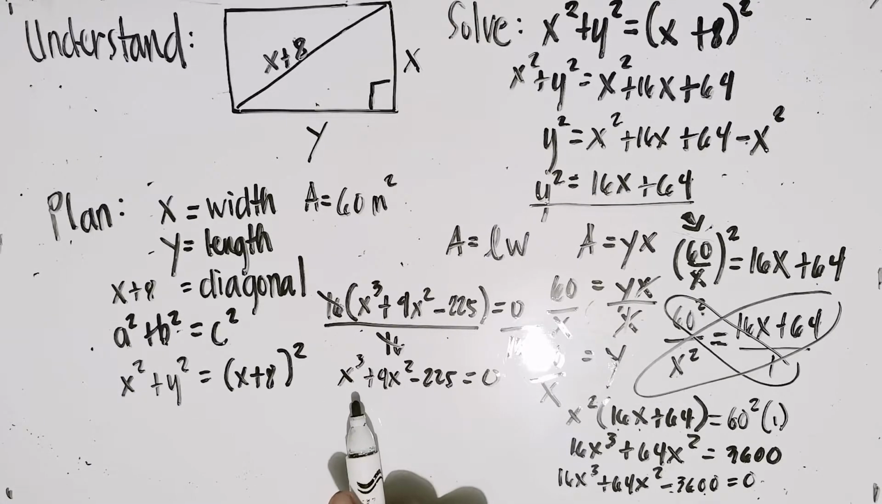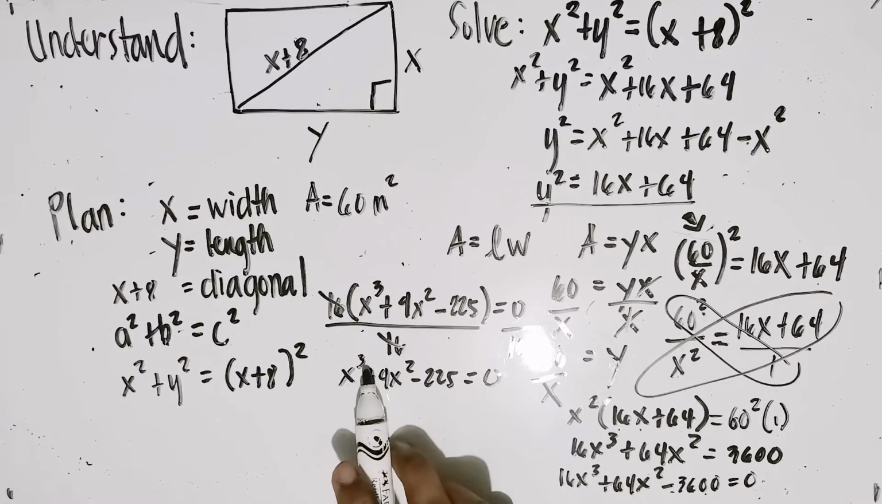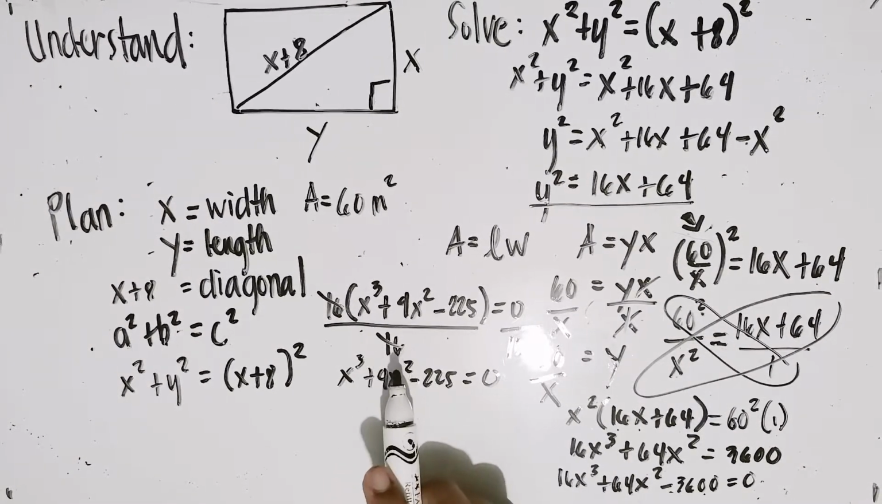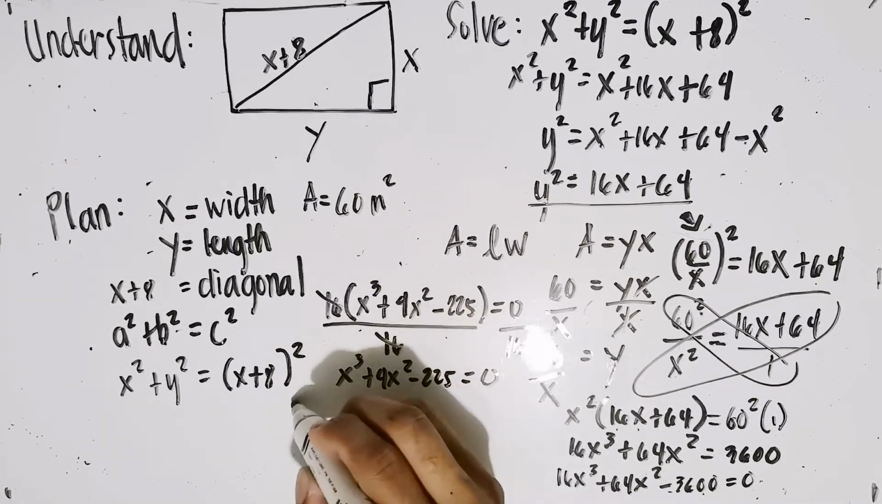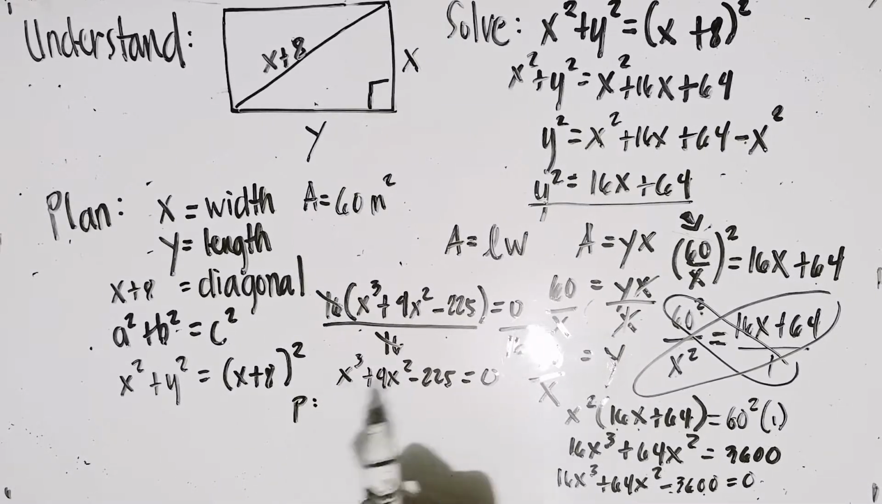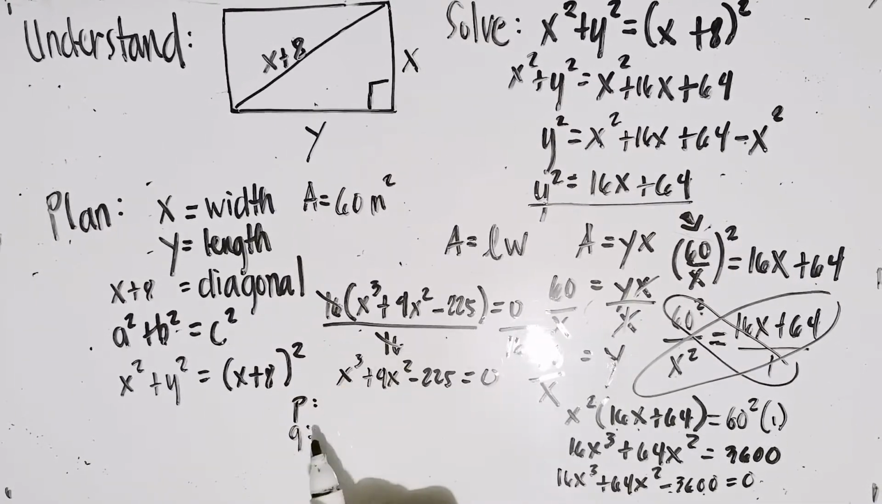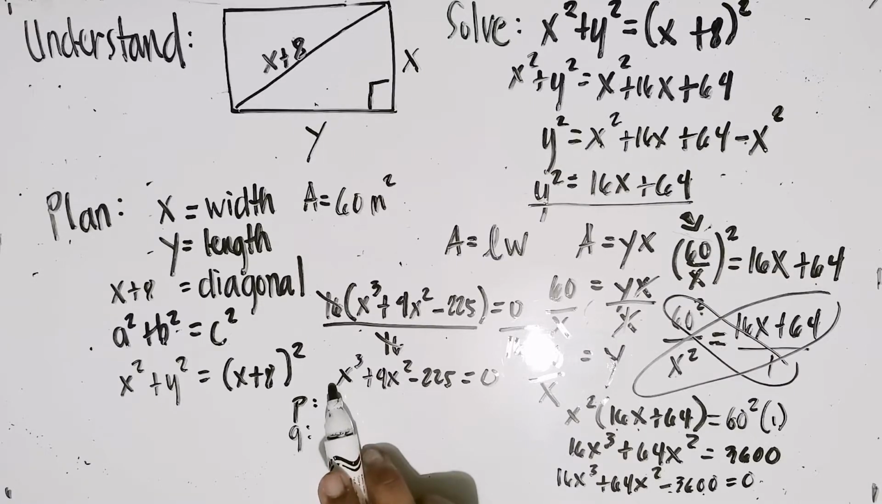Here, we will now use synthetic division. So, please review the video for week 6 and week 7 in solving this one. Because we have a degree that is higher than 2, we will use this method. Get the factors of p. P is the last term or the constant, and q is the coefficient of the first term.